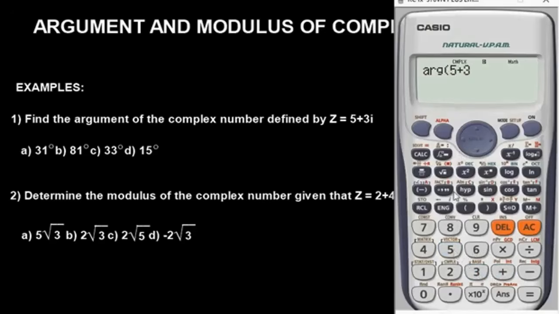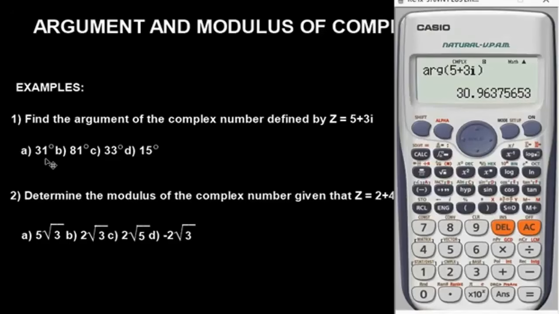To bring out i in the calculator, you press the ENG button. Once you press it, you close the brackets, press equal to after closing the bracket, and see what you get as an answer. So we have 30.96. When you approximate this value, you get 31. So our answer to this question is 31 degrees. It's as simple as that. So that's it for the argument of a complex number.